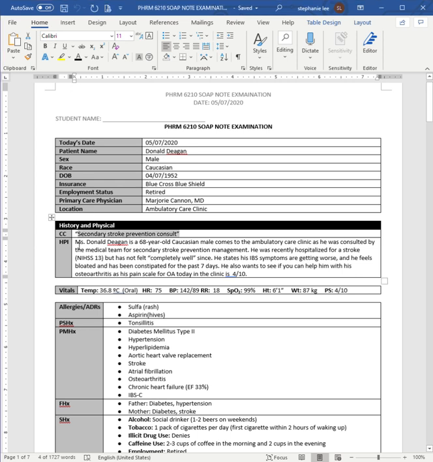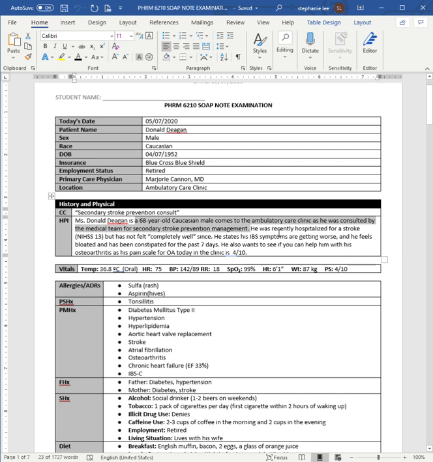Then I read through the history in this paragraph, and as I look through it I see relevant information like age and race, and why the patient is here, and I would copy and paste it into the care plan. Then I see that they were recently hospitalized for stroke, which is related to the chief complaint of stroke prevention. Next I see that they are here for IBS symptoms getting worse. So now I know this is a separate health problem.